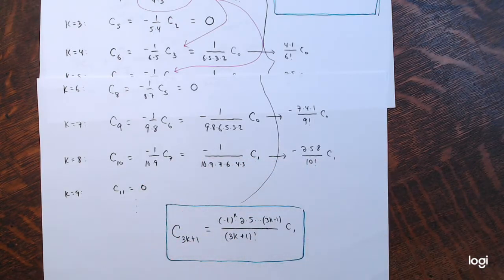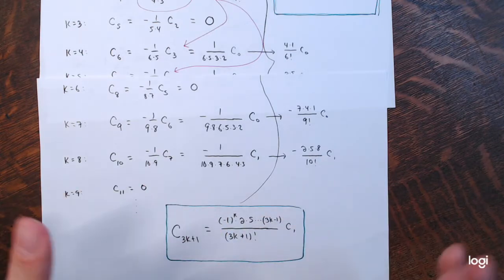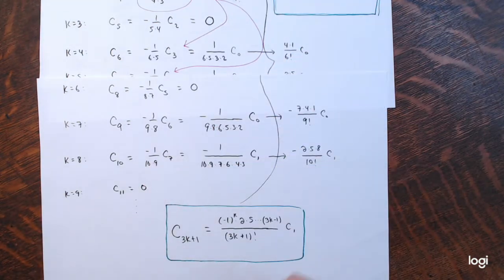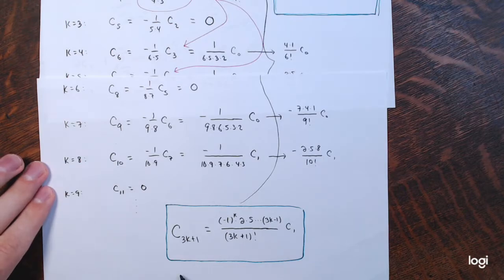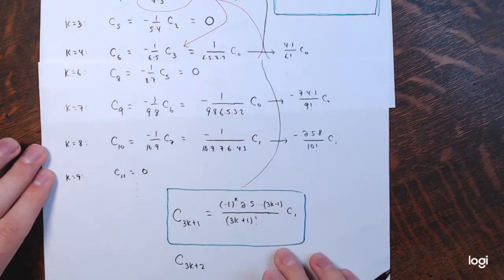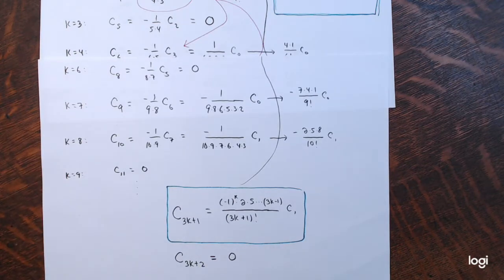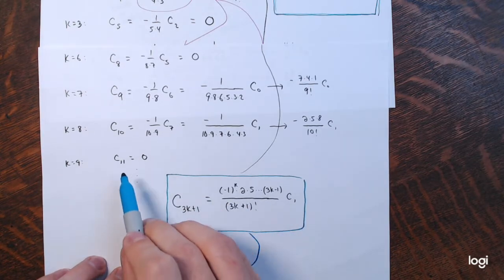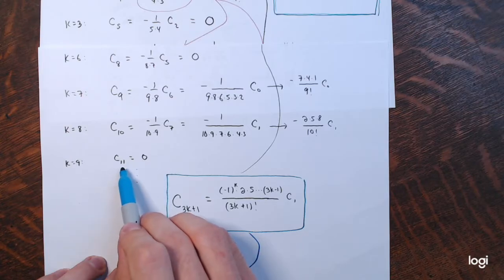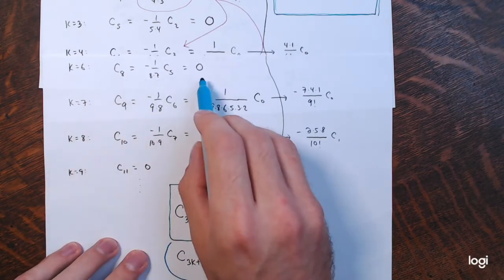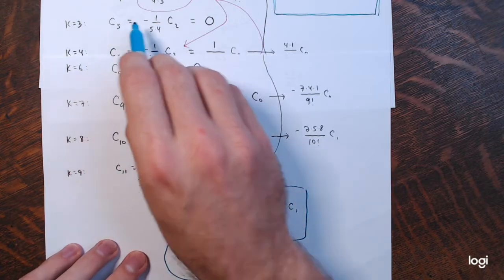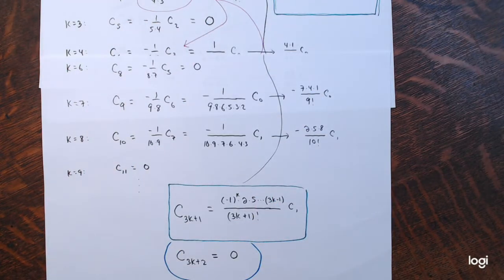Again, if you're not seeing that, don't worry about it. You can actually just write out the coefficients as is. And then finally here, if your subscript is a multiple of 3 plus 2, that coefficient is 0. Like C11 is 0. That's a multiple of 3 plus 2. C8 is 0, a multiple of 3 plus 2. C5 is 0. C2 is 0. Okay.